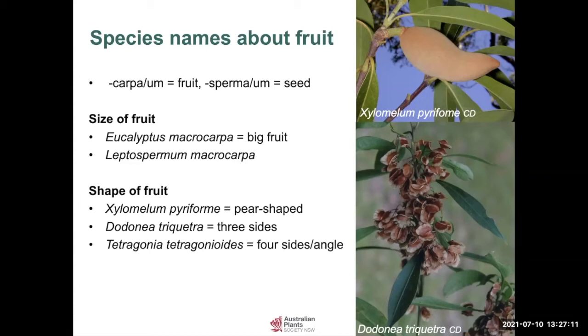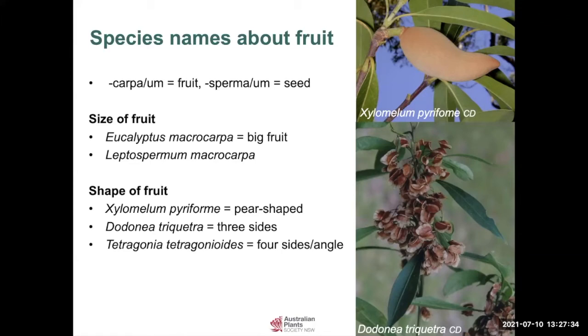Some of our common local plants, we've got Xylomelum pyriforme, also known as the woody pear. And so pyriform means pear-shaped. So that's a species name that refers to that very distinctive shape of the fruit in that top picture there.